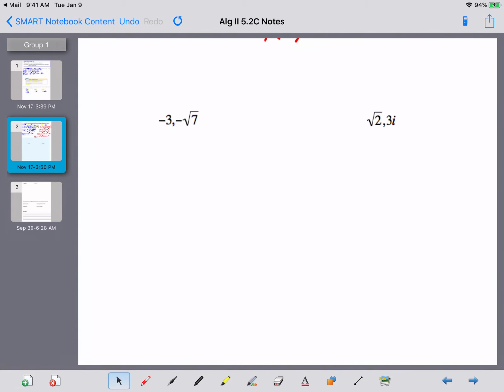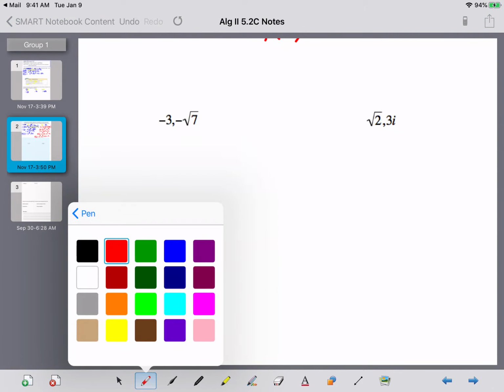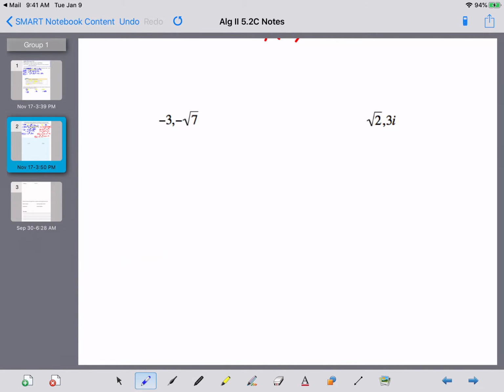All right, let's try a couple more. Again, we have an irrational 0. This negative square root of 7 implies that we also need a positive square root of 7. So let's go ahead and write our factors out. Our negative 3 would have come from a factor of x plus 3. Our negative root 7 would have come from an x plus root 7. And our positive root 7 would have come from a factor of x minus root 7.